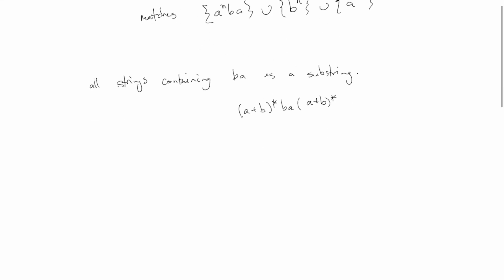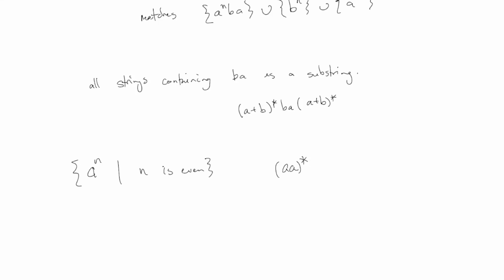How about something like A to the n such that n is even? Can anybody give me a regular expression for that? I think there's a similar one on the homework. A to the n, where n is even. (AA) star, yeah, great. That means you take two A's at a time, and you can repeat that as many times as you want. That's going to give you all possible repetitions of A where the number of repeats is even.